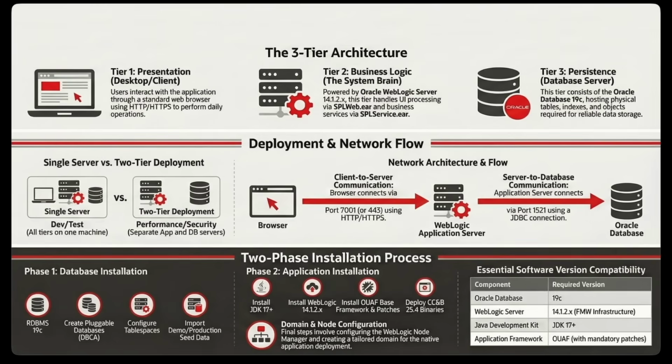Here is how the network flow works. A user accesses the application via the browser using the server's IP or hostname along with the port. The WebLogic application server receives that request, connects to the database using a JDBC connection, and processes the data.